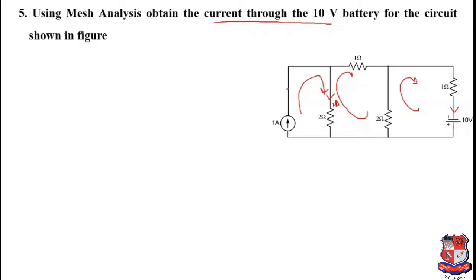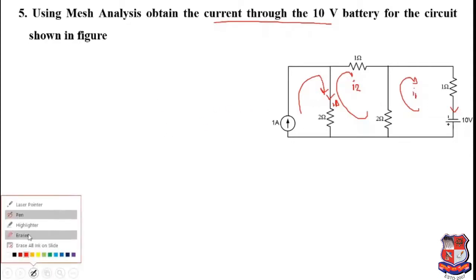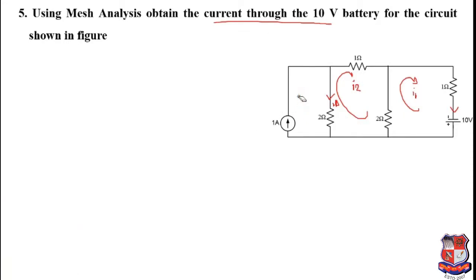So now what will be the equation? Suppose the current which is flowing here is I2 and the current which is flowing here is I1. Now let us solve this circuit. I am removing this. Let me take the pen and let us try to solve this.